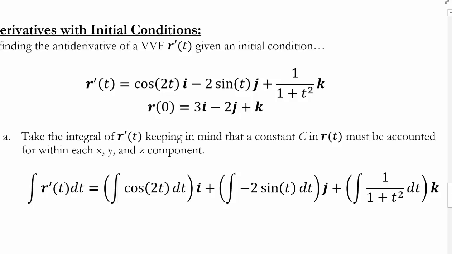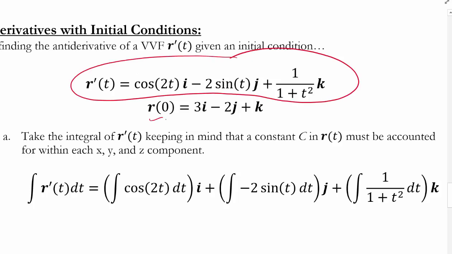And this last page is just about what you do with all those plus c's, because we have a lot of them. So if we're finding an antiderivative of, let's say, this one, but I tell you that r of 0 is 3, -2, 1, what we have to do is take the antiderivative and then solve for the plus c's. So we're just going to do everything we did before and solve for c. It's really not a big deal.